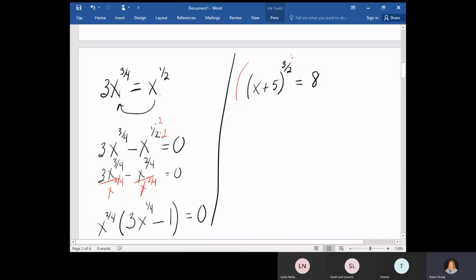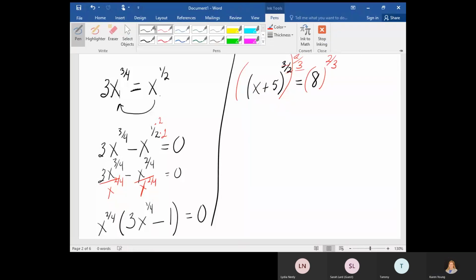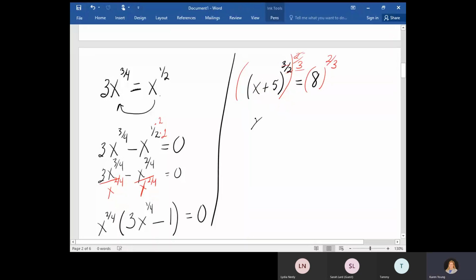That means I'm going to flip the 3 halves, make it 2 over 3. Then I'm going to make it 2 over 3 here. The 3's cancel, the 2's cancel, and I'm left with x plus 5.